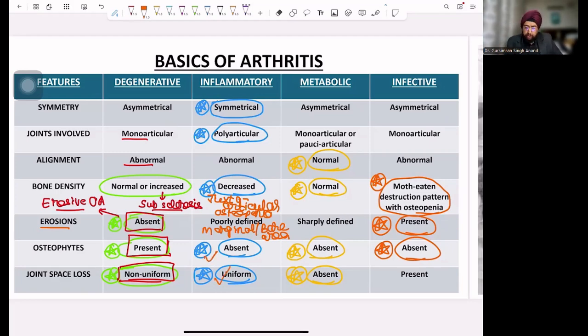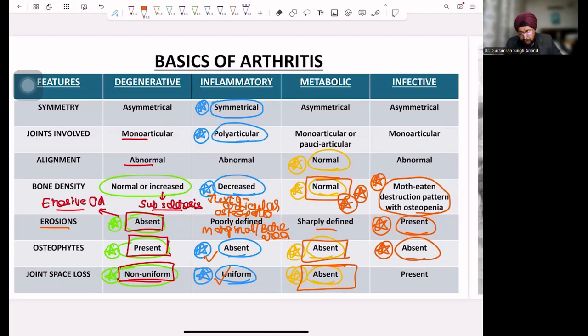If we talk about the important points of metabolic arthritis, remember these three points. The bone density always remains normal. The joint space loss is absent in metabolic arthritis. The joint space is maintained even till the late stages of the disease. In gouty arthritis, even when the erosions and bony changes have occurred, the joint space is maintained. Osteophytes are never seen in metabolic arthritis. Erosions may be seen because of the tophi.